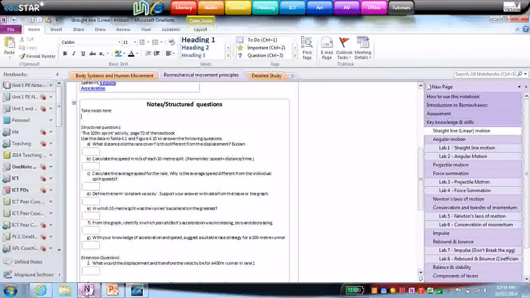Alright, we've got some worked examples, some structured questions. So in your notebook, again in the biomechanical movement principles and the straight line linear motion page, there is an activity there to calculate the 100 meter sprint times of Usain Bolt, the velocity and also the acceleration. So go to page 70 of your textbook and answer questions A to G.